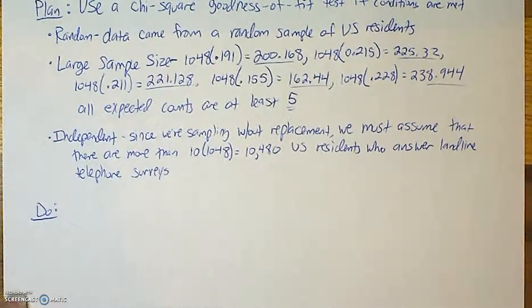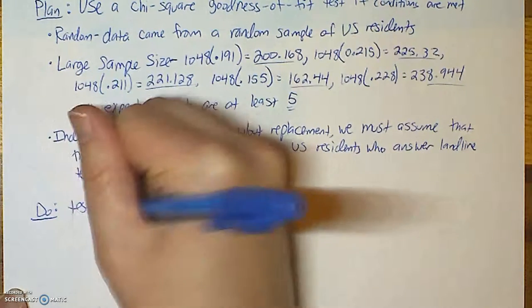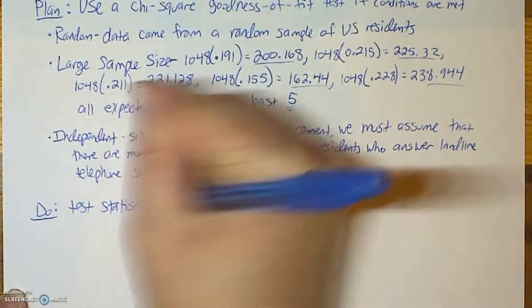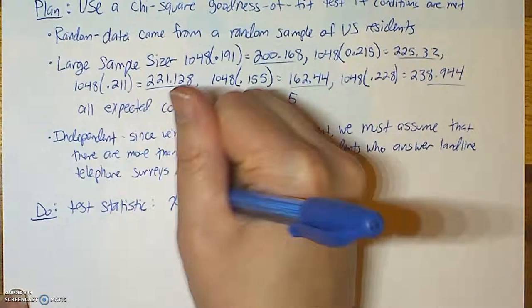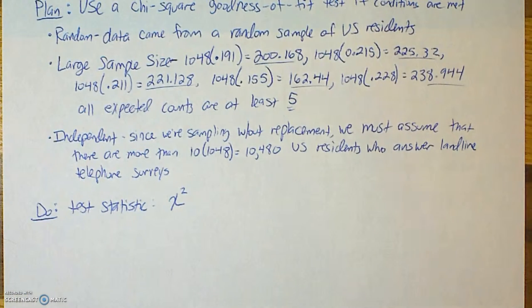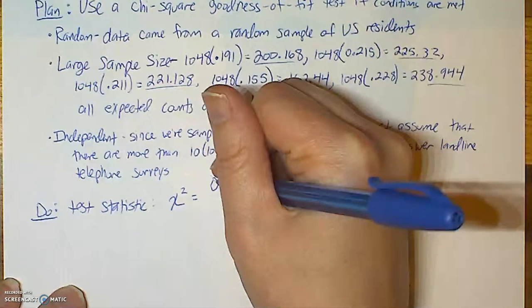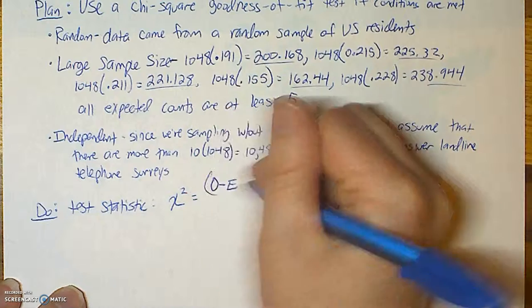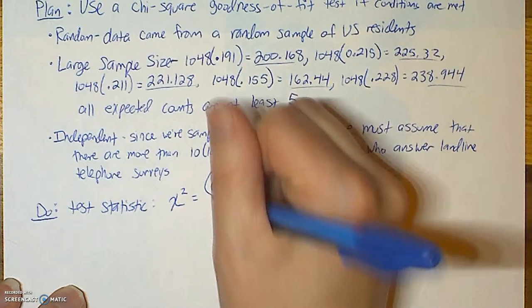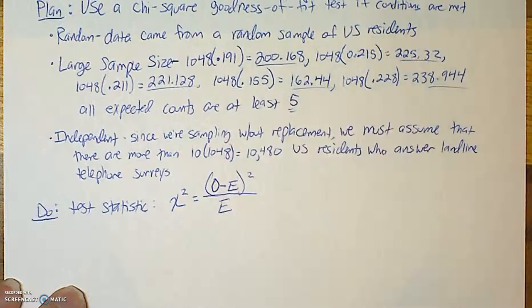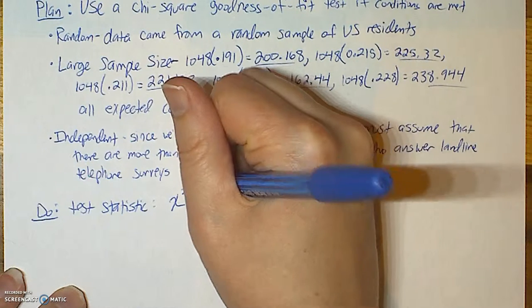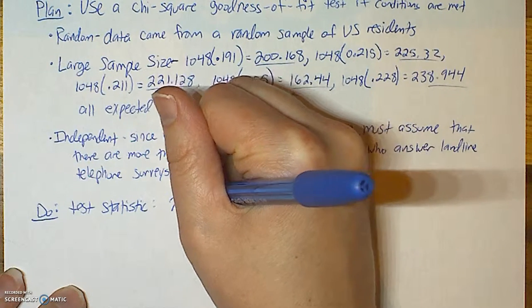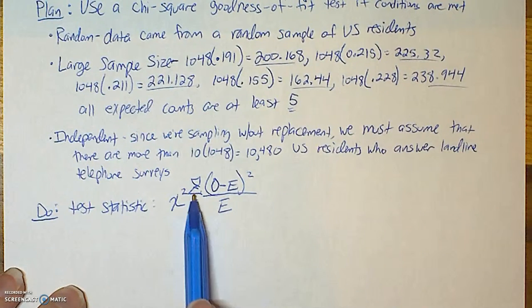We need to calculate our test statistic. This is not new, but how we calculate it is, because our test statistic is no longer a z or a t, it is now a chi-square. The formula for calculating chi-square: you take each observed value, subtract your expected value, you square it, you divide it by your expected value, and then you sum the whole thing up. That should be a sigma.